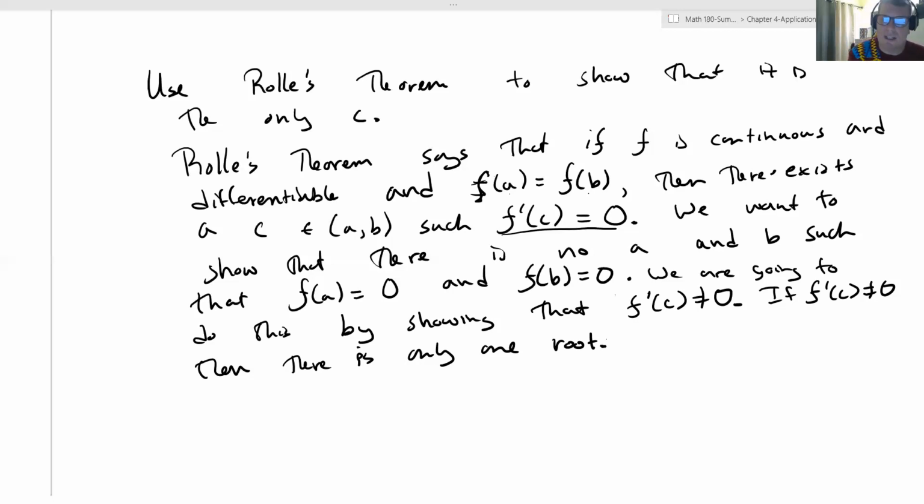Okay? Because you're just going to have to think about it for a while. But this whole idea of showing that f prime of C cannot equal 0, that we can do, okay? The logic is hard. The process, not so hard. So we have f of x is equal to x cubed plus e to the x, right?